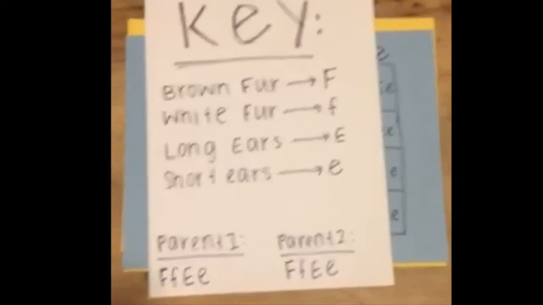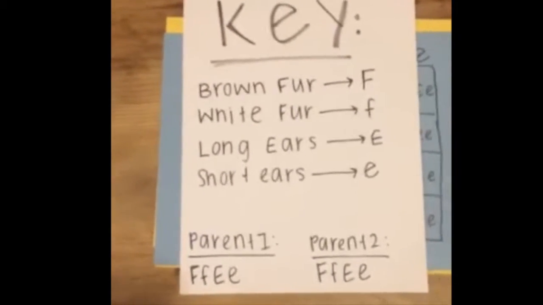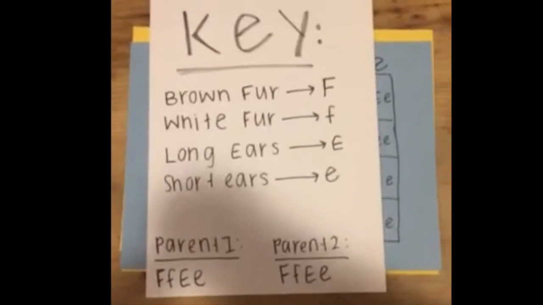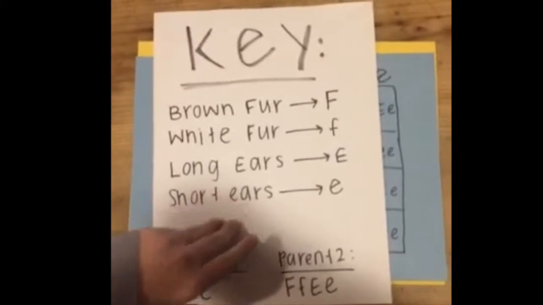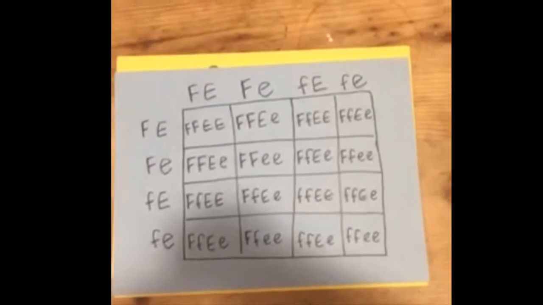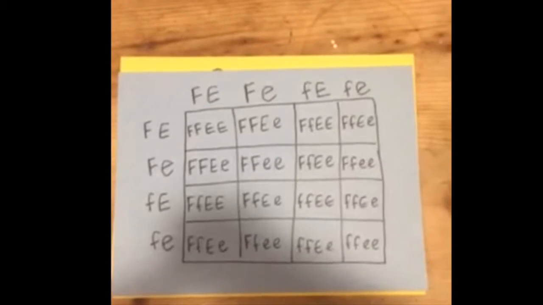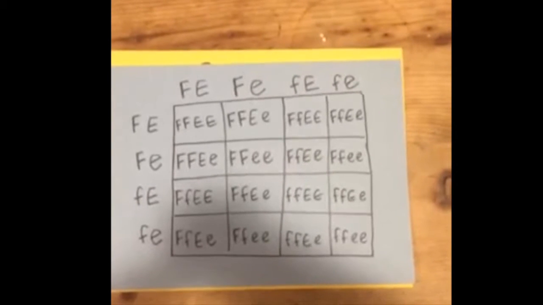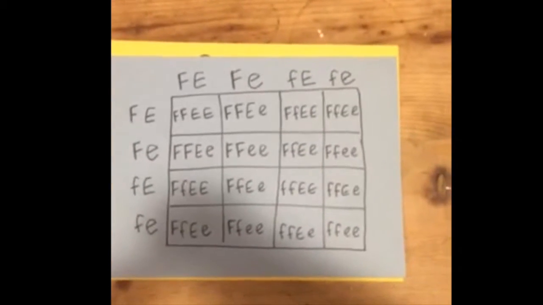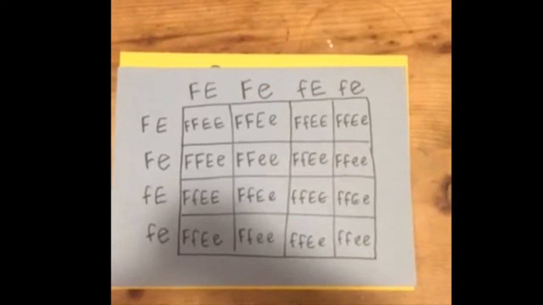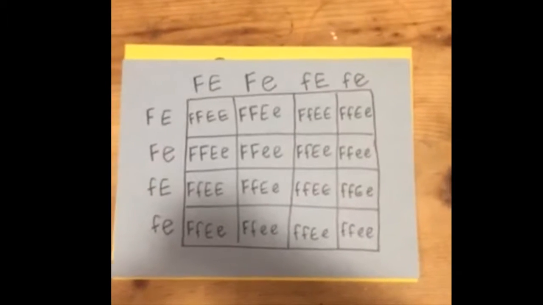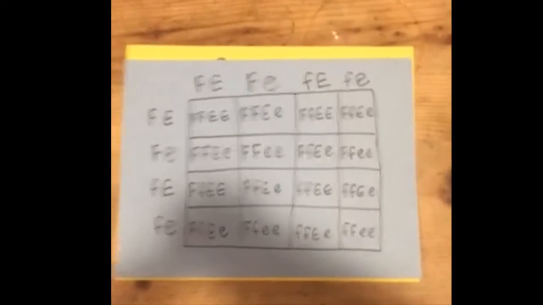For this situation, the genotypes for both parents would be capital F, lowercase f, capital E, lowercase e. From that, you are able to find the separate gametes. You need to find each gamete for both parents. You do this by finding each combination of the homozygous and heterozygous genes, which are represented by the letters. The gametes found are FE, Fe, fE, and fe.